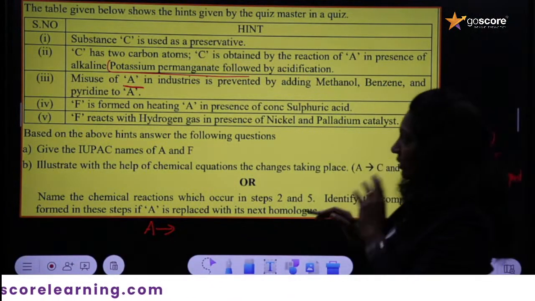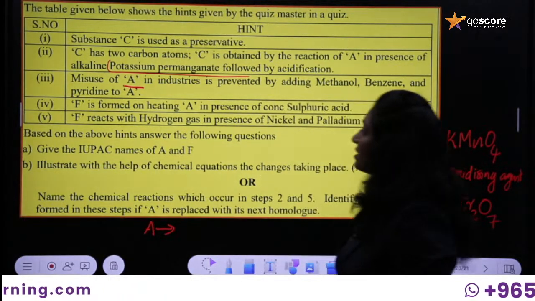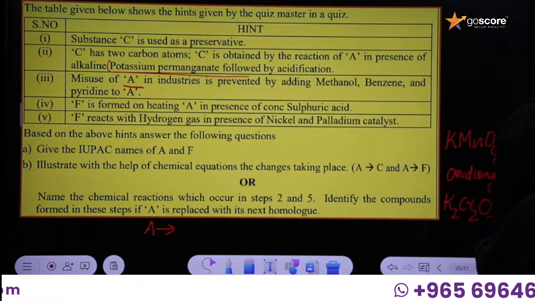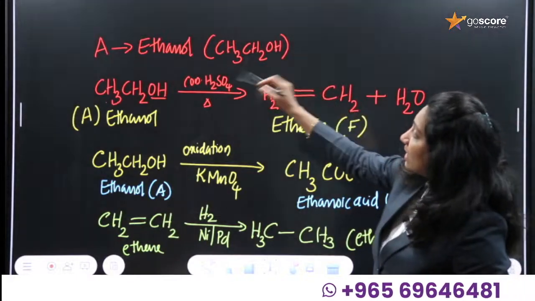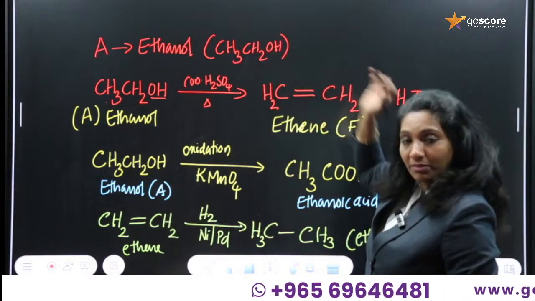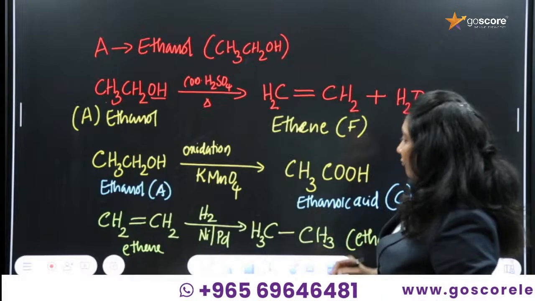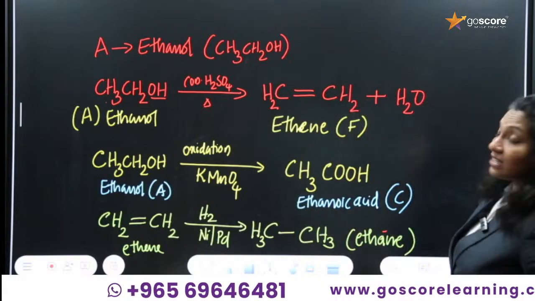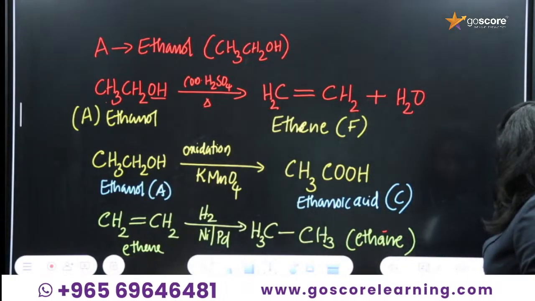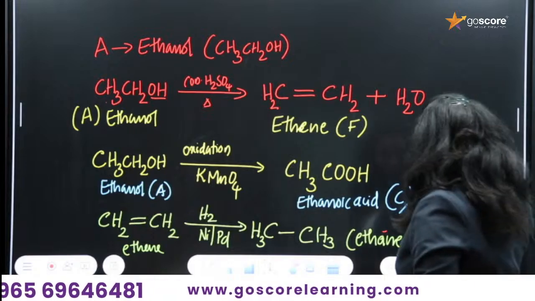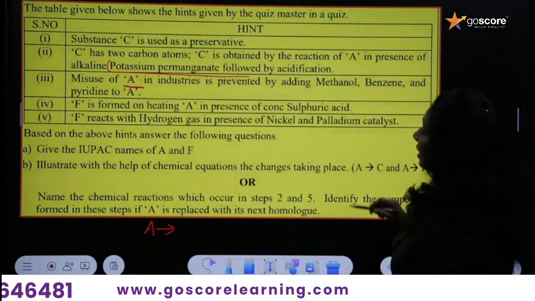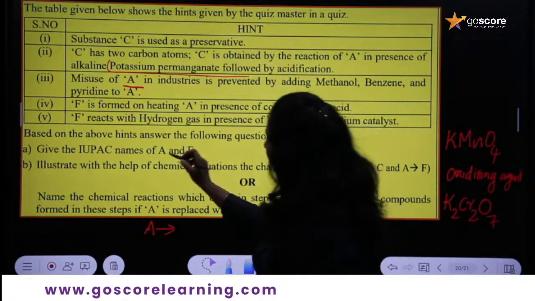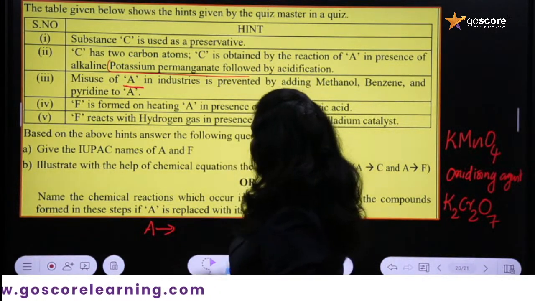Now we can go on to the question. Give the IUPAC name of A and F. What is your A? A is ethanol. Its IUPAC name is ethanol itself, right? F is, what is F? It is ethene, right? Okay. And so you can write IUPAC name of A is ethanol, F is ethene.